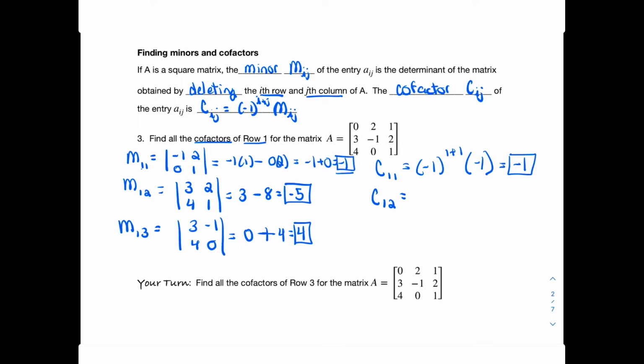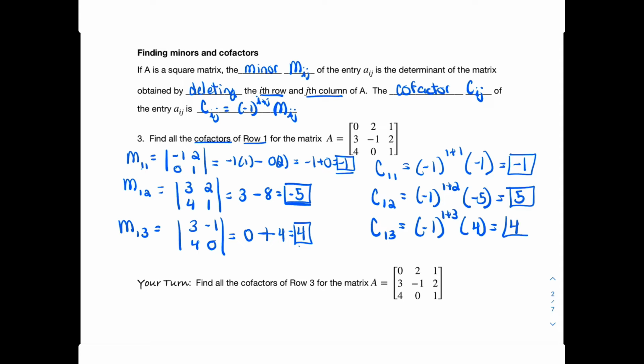Now the cofactor for row 1, column 2 is negative 1 to the 1 plus 2 power, and then our minor, which was negative 5. So negative 1 to the odd power is negative. Negative 1 times a negative 5 gives us a positive 5. And our cofactor for our first row, third column entry is going to be negative 1 to the 1 plus 3 power, and our minor was 4. So that's going to be a positive 1 times 4, which is positive 4.